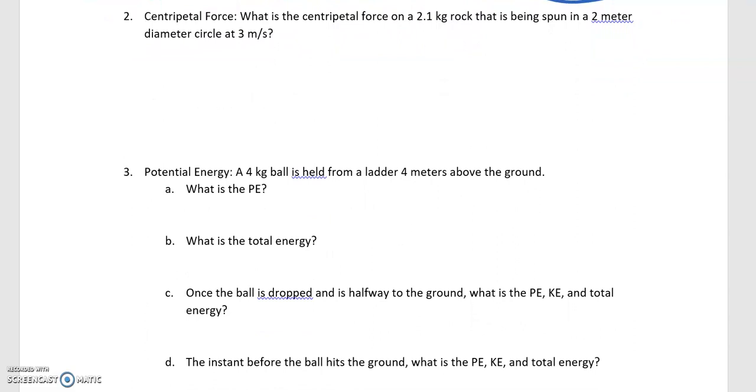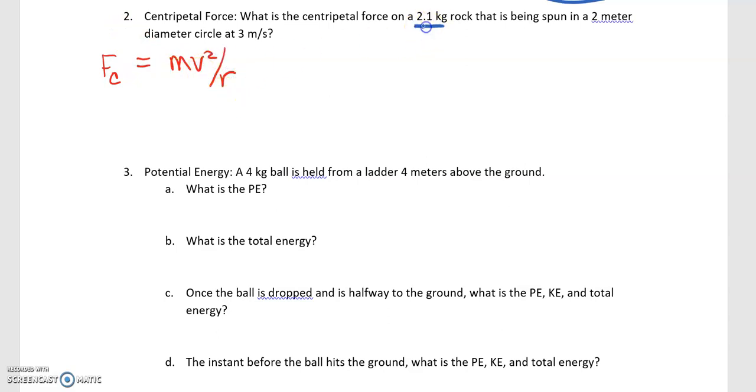Okay, the next question was about centripetal force. So what is the centripetal force on a 2.1 kilogram rock that is being spun in a 2-meter diameter circle at 3 meters per second? Okay, well, our formula for centripetal force tells us, I think that we have it as the subscript force sub C is equal to mv squared divided by r.